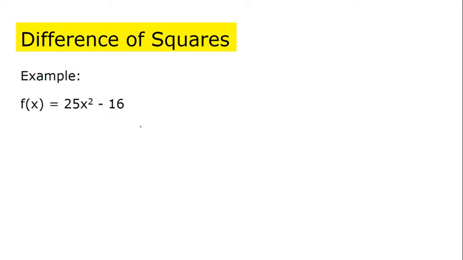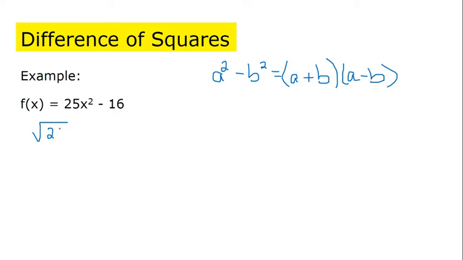Difference of squares. So if you remember the difference of squares formula, that was a squared minus b squared equals the quantity a plus b times the quantity a minus b. So what that means is we first need to take our first term and find its square root in order to get that value of a. So we need to know the square root of 25x squared. If we take the square root of 25, that gives us 5. The square root of x squared gives us x.